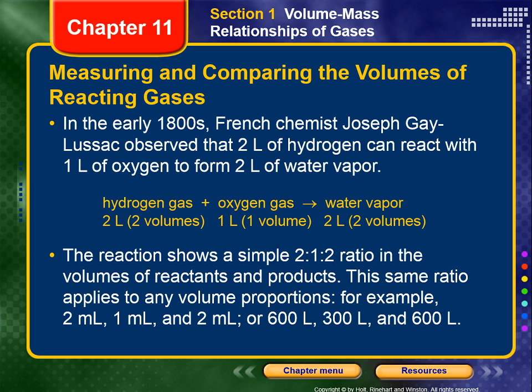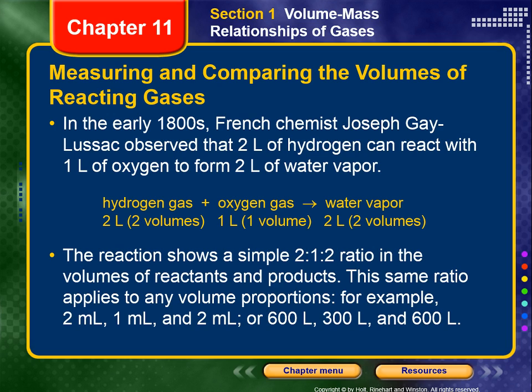In the early 1800s, French chemist Joseph Gay-Lussac observed that 2 liters of hydrogen can react with 1 liter of oxygen to form 2 liters of water vapor. Right? According to this equation right here, hydrogen gas reacting with oxygen gas forms water vapor. We get 2 liters of H2, what we now know to be H2, but he did not know it was H2. In fact, he thought it was just H. Right? There's 2 liters of hydrogen, 1 liter of oxygen, and 2 liters of water vapor.